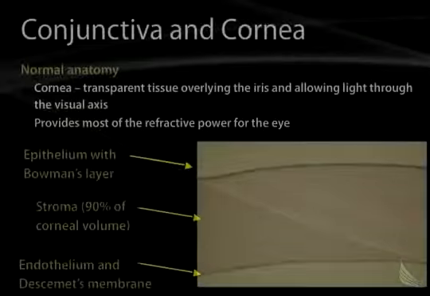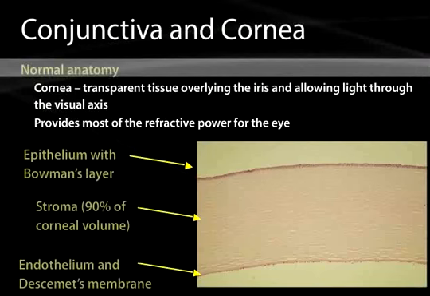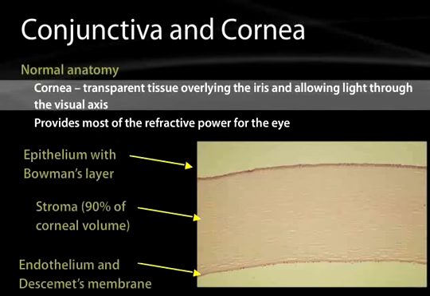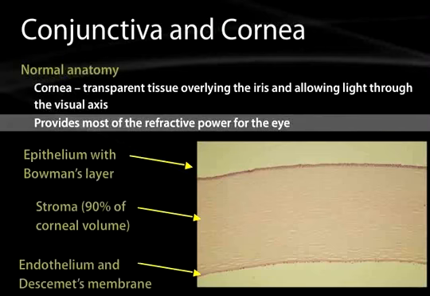Here's the cornea. Normal anatomy, you have a normal transparent cornea overlying the iris and allowing light to pass through the visual axis. This provides the most refractive power for the eye, bends the light to help it focus on the back of the eye at the retina.